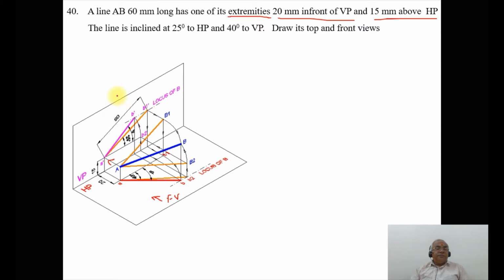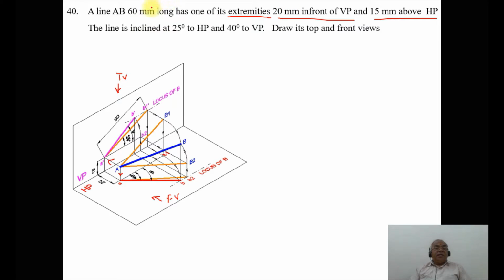Similarly, as you look from the top view, you can see the distance in front of VP, that is from here to here. As you look from the top view, the projector goes down and falls on HP. This point is small a, which is 20 mm in front of VP and 15 mm above HP. So you got A dash and small a.